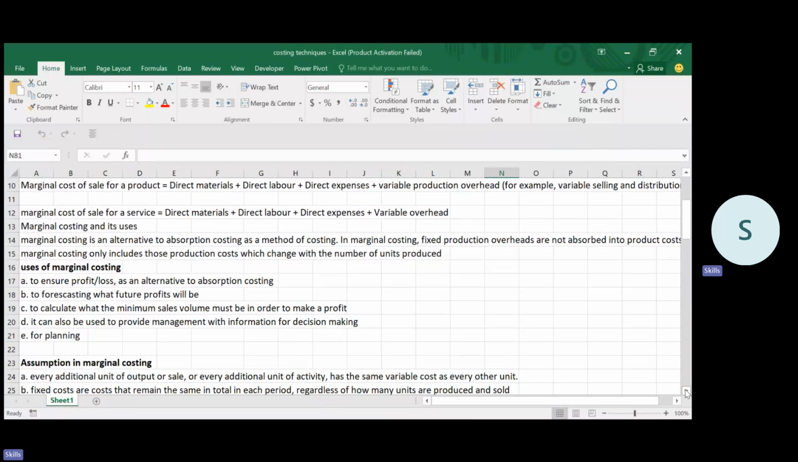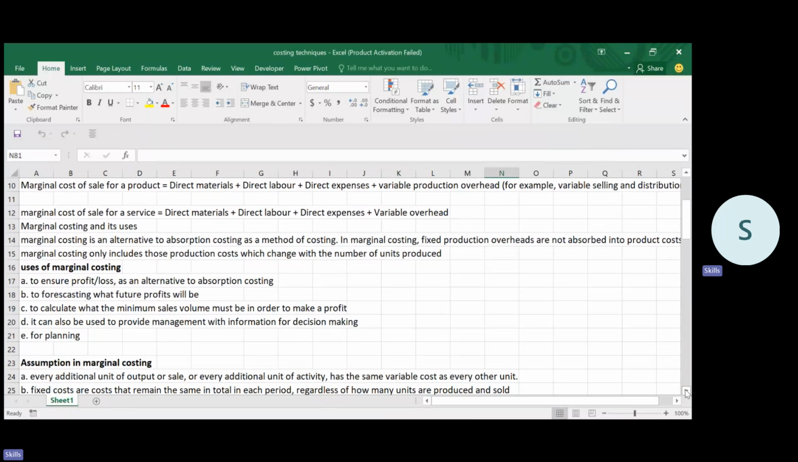You also use it for planning and to make a decision whether to produce within your company or to outsource. You can use marginal cost to decide whether to produce within or to outsource.